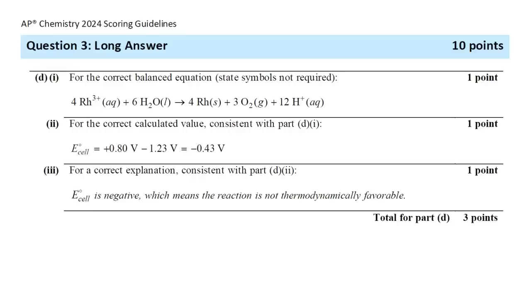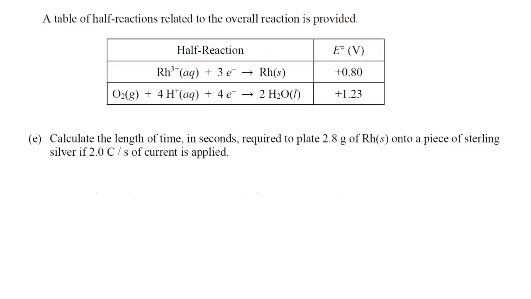And now we come to the last part of this question, which is part E. All right, in part E, the instructions say calculate the length of time in seconds required to plate 2.8 grams of solid rhodium onto a piece of sterling silver if a current of 2 amps, also written as 2.0 coulombs per second, is applied. Now, we're only given 2 numbers in part E. We're given 2.8 grams of rhodium, and we're given a current of 2.0 coulombs per second.